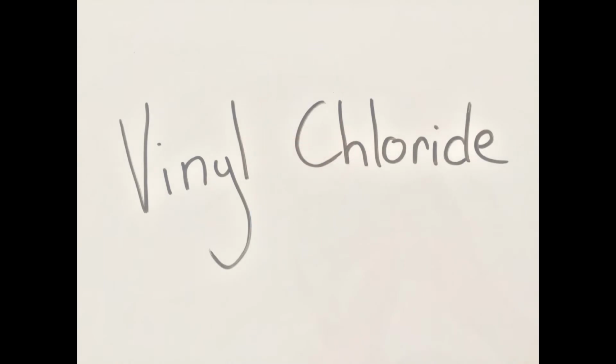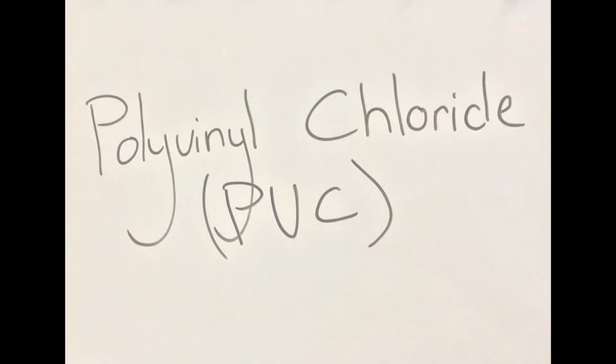Just like ethylene had to go through this three-step polymerization process to become a polymer, so does vinyl chloride have to go through that exact same process to become polyvinyl chloride, or PVC. This polymerization process can be activated either through the use of a PC or an FRI.